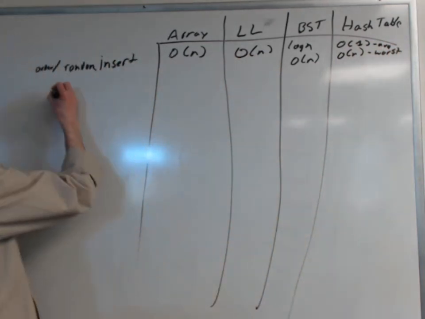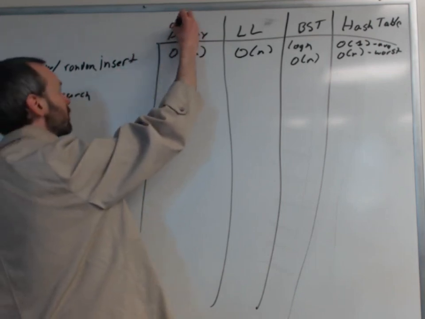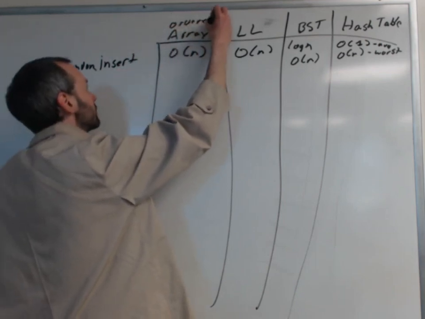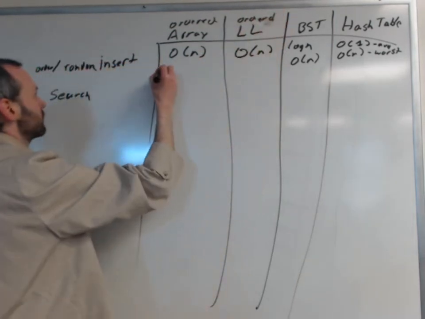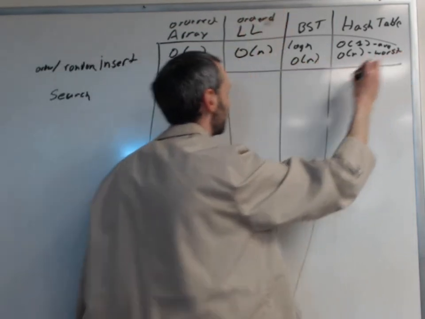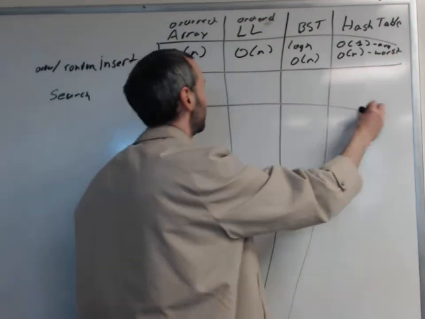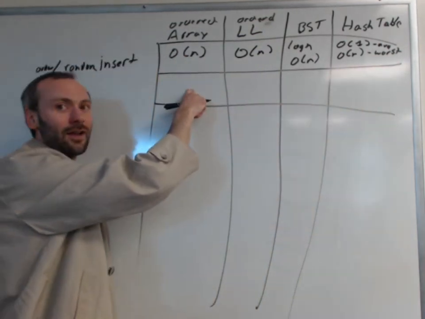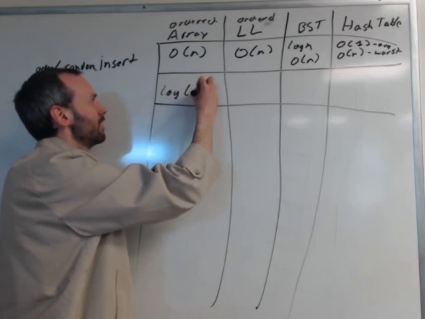All right. How about search? And we'll say these are ordered. If the array is ordered, how long does it take to find something? Log of n, because you can do a binary search.